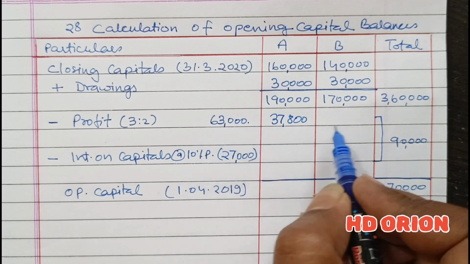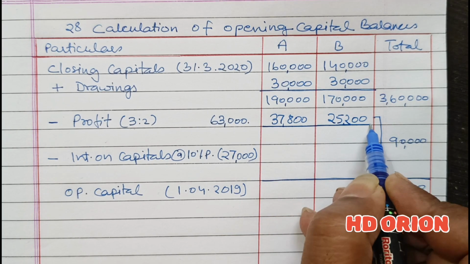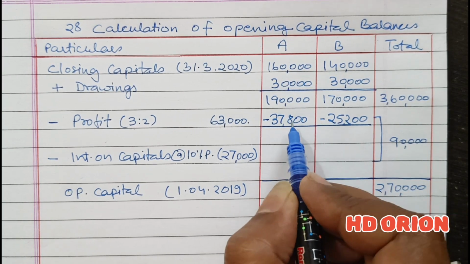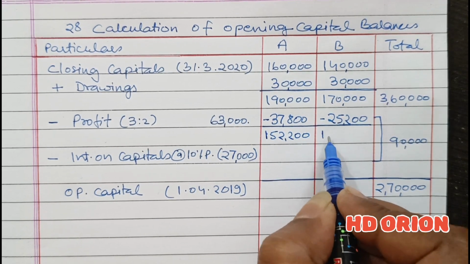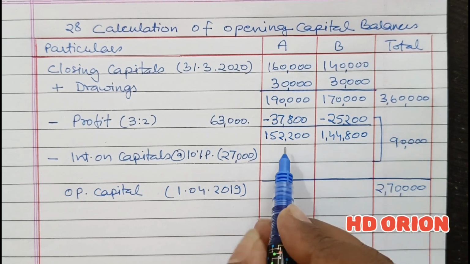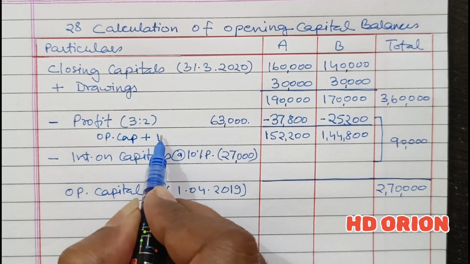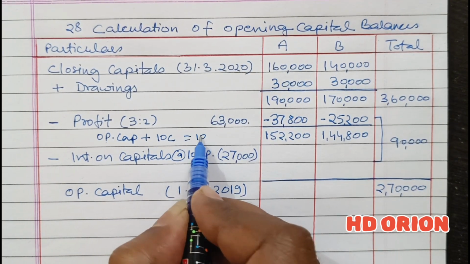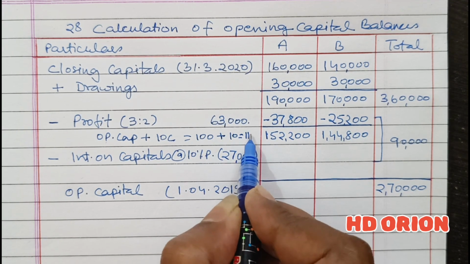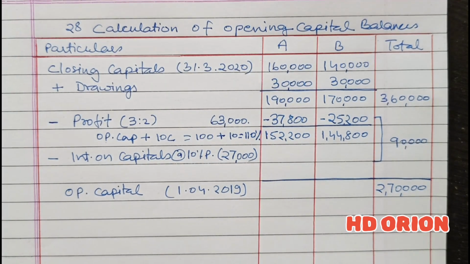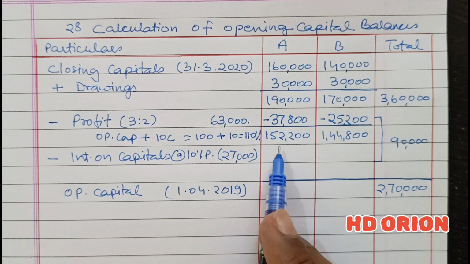Fine. And the other partner has received 25,200. So when we subtract this from here, we get rupees 1,52,200, and here rupees 1,44,800. Now this is what? This is opening capital plus interest on capital, which is equal to 100% of opening capital plus 10% of opening capital. It means it is 110% of opening capital. Fine. So we can calculate opening capital here because it is 110.